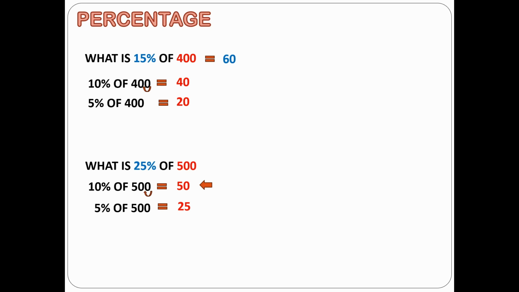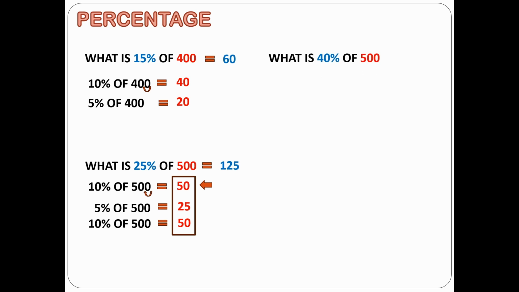We already have 15%. So, we need another 10% of 500 to complete the 25%. So, another 10% of 500 is 50. Therefore, 25% of 500 is the sum of these three, and this is equal to 125.